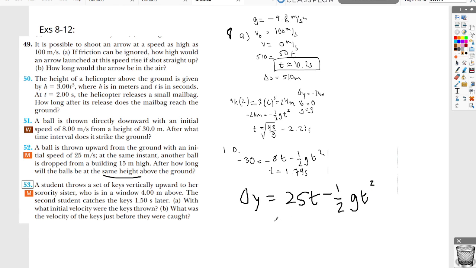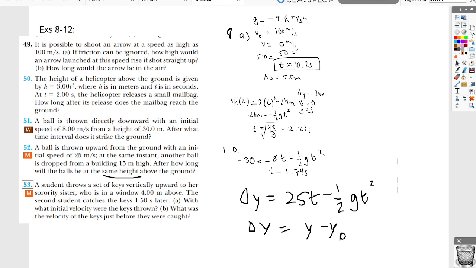The second one isn't going up. The second one's being dropped. So delta y is equal to, in this case, it's being dropped from a building 15 meters high. I think we already know what our delta y is. In this case, we can't keep it as delta y. We actually have to now make it y minus y naught.